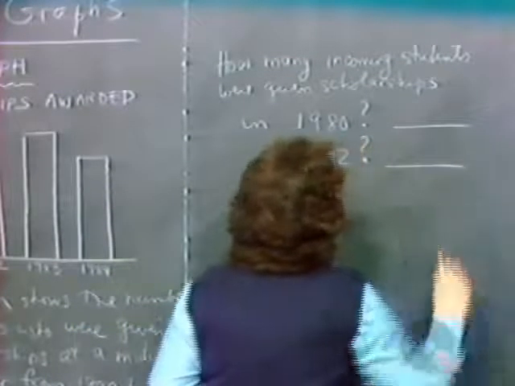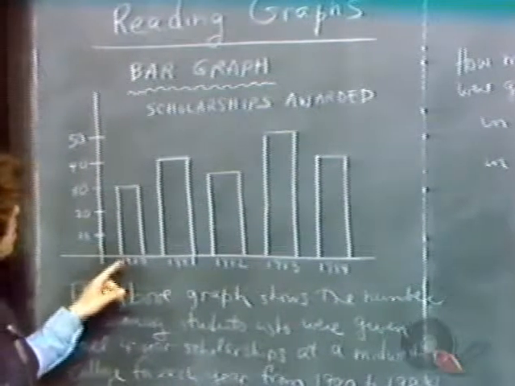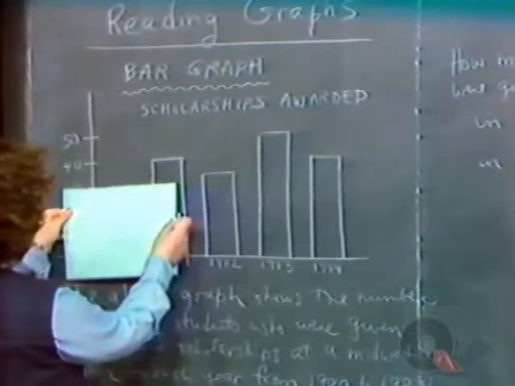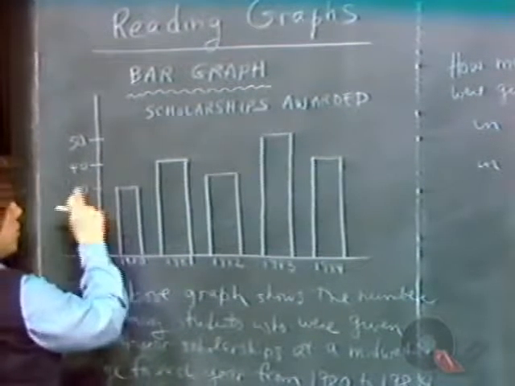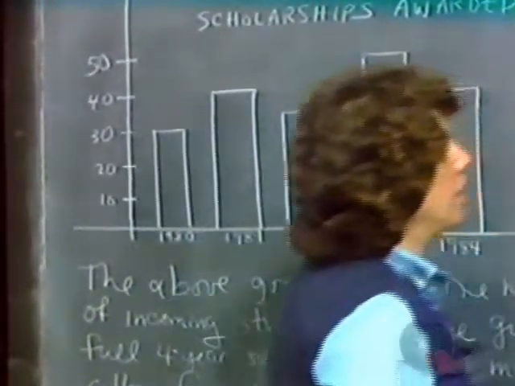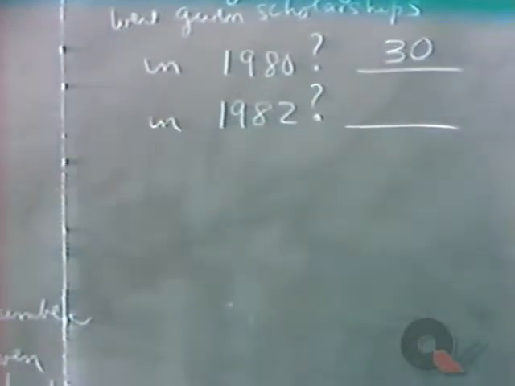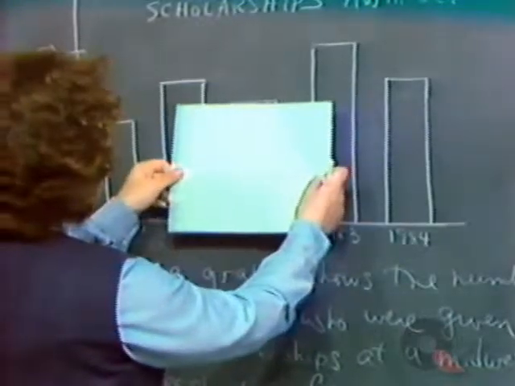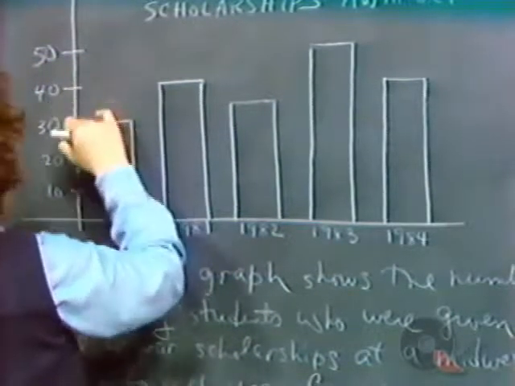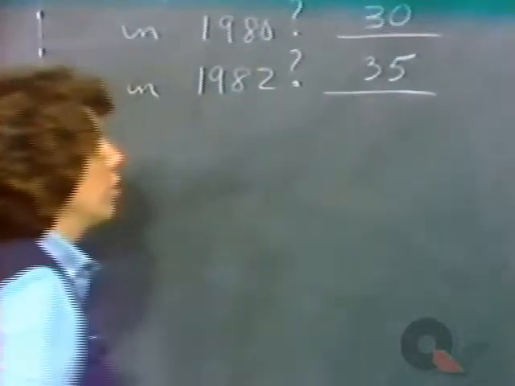So let's fill in the answers. In 1980, we go over to the graph, we see how high the bar is, and it goes up this high, and that corresponds to a number of 30. So 30 students were awarded scholarships in 1980. And in 1982, we go over to 1982, follow the bar up, then go across and see that it's between 30 and 40, and chances are there would be 35 as one of the choices under the multiple choice.